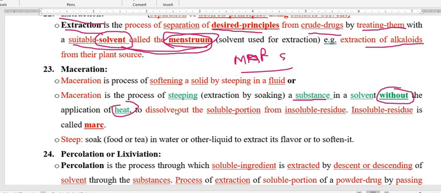So maceration is the process of steeping, or simply the dipping of the crude substance in the solvent, and we can't use any heat. Thereafter we get the dissolved substance from that crude substance; the soluble portion gets dissolved, and the insoluble substance remains in the form of residue.